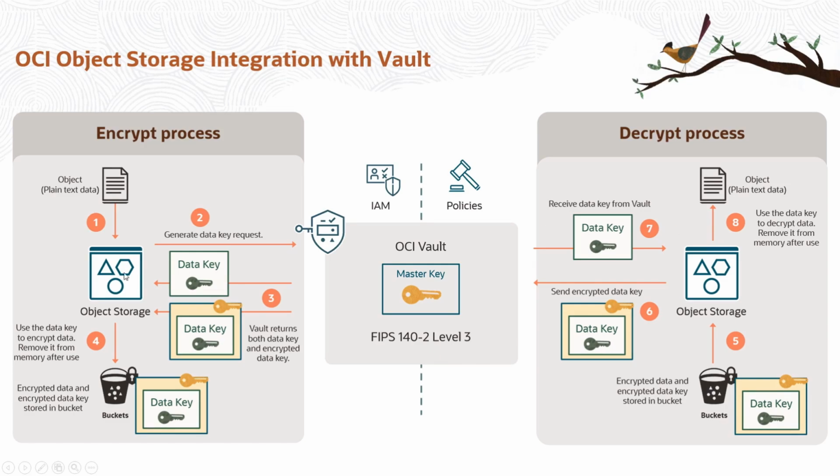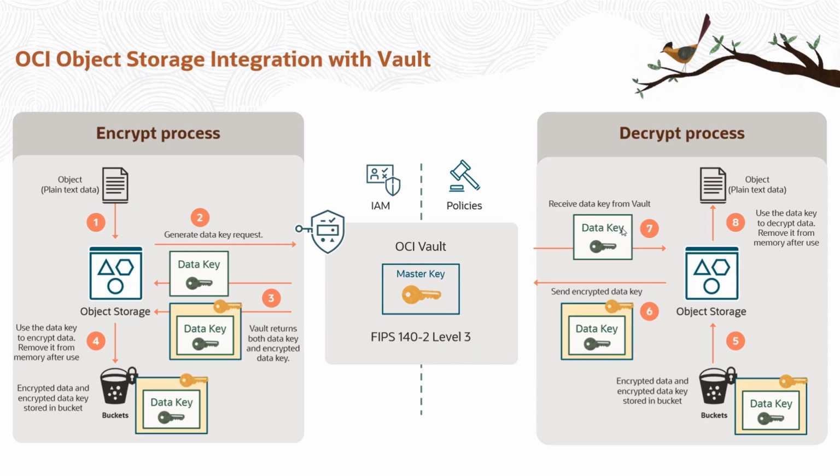Keep in mind, at any point, the object storage service, or for that matter, any other service which integrates with Vault, has no access to the plain text data key. So it's always protected. It uses it for encryption and decryption, but throws it away from memory after it's been used. And the Vault service has the master key, so it can generate an encrypted data key, or it can take an encrypted data key and send a plain text data key back to the service, right? So this is how it works, and a similar process is followed for file systems and block volumes, etc. But I just wanted to show how it works with OCI object storage.